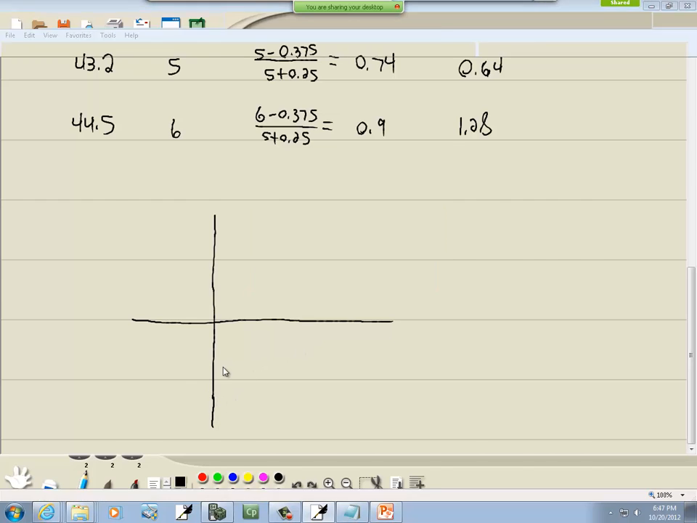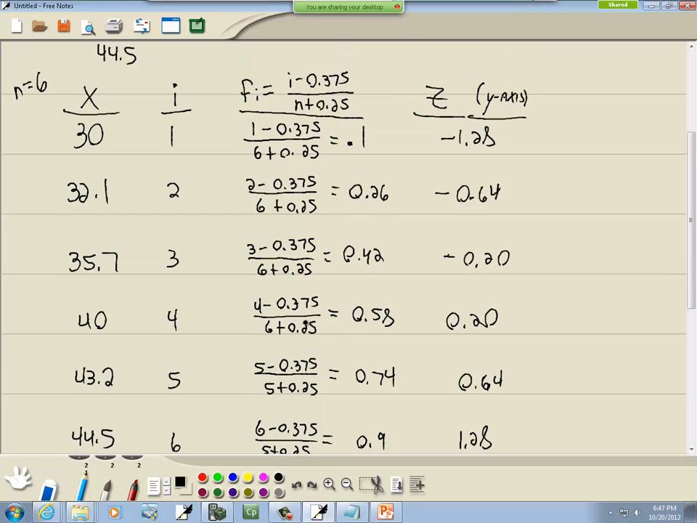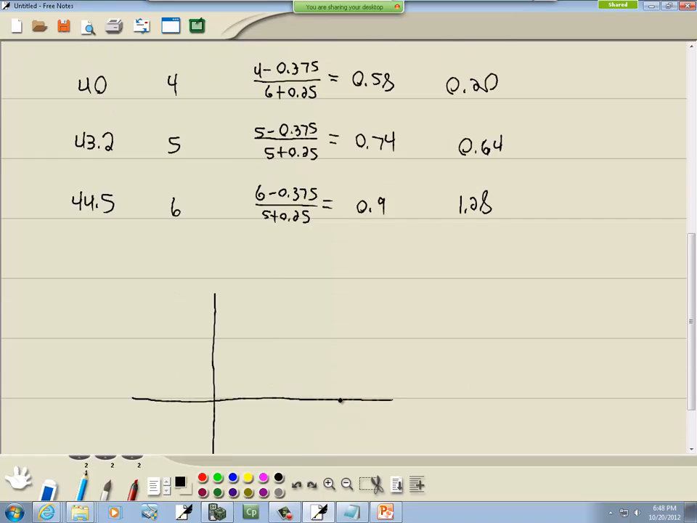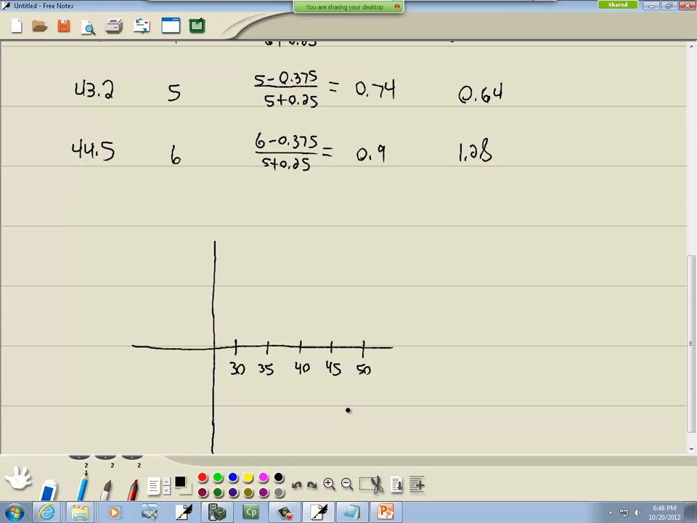It says to put the observed values on a horizontal axis. So it goes from 30 to 44. So let's say this is 30 to 50. And then we have 40 here. That'd be 35, and this would be 45. Now our z-scores. Smallest one is negative 1.28. Largest one is 1.28.